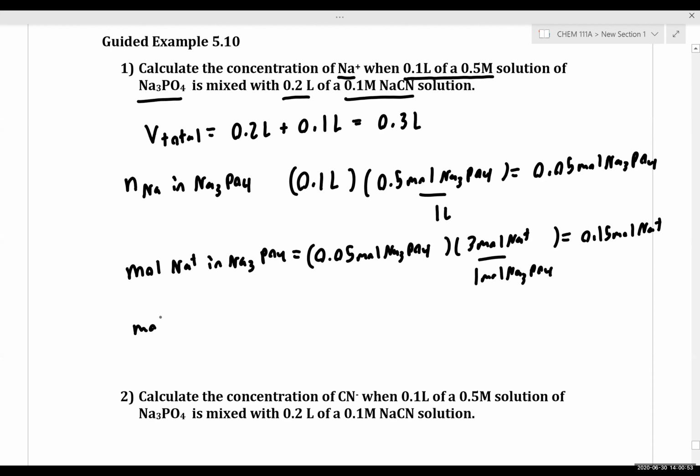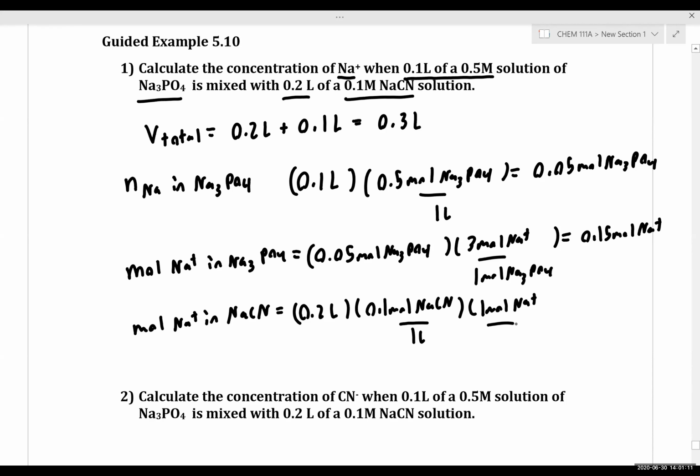To figure out the moles of sodium plus in sodium cyanide, allow me to show you the one-line method. We have 0.2 liters times 0.1 mole of sodium cyanide per every 1 liter times 1 mole of sodium plus per mole of sodium cyanide. And that in turn gives us 0.02 moles of sodium plus.